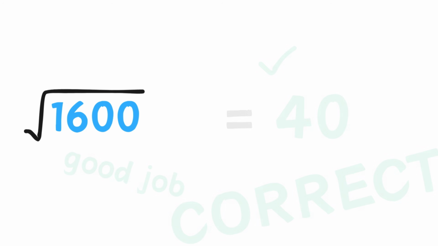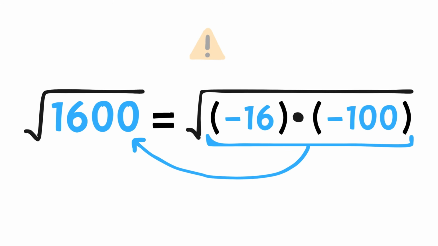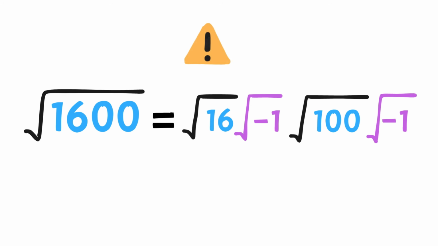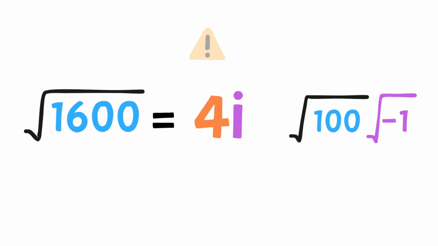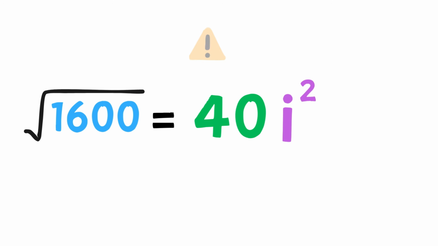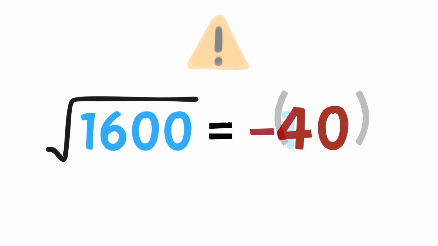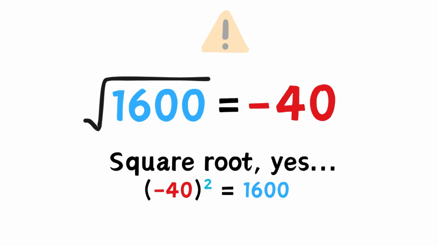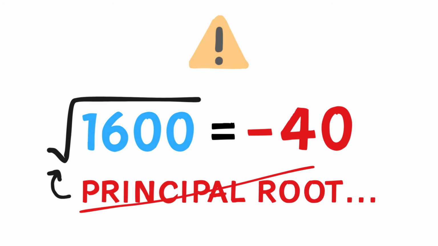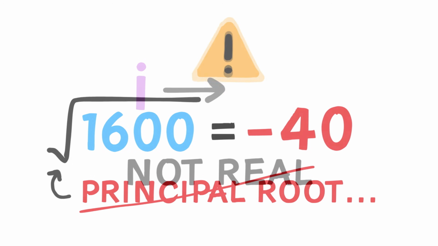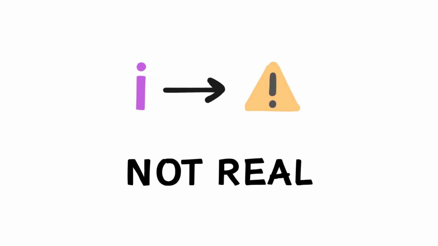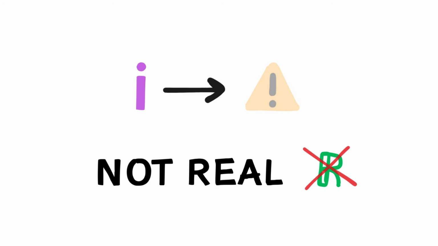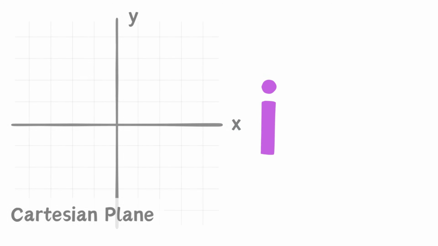But you have to be careful. You can't separate 1600 into the product of -16 and -100. These negative square roots give 4i times 10i, which makes -40. And while this is a square root of 1600, it's not the principal root of 1600. The principal root has to be positive since the square root is a function. Imaginary numbers require caution because they aren't considered real numbers. They are different. And this difference leads to one of the most powerful properties of i.